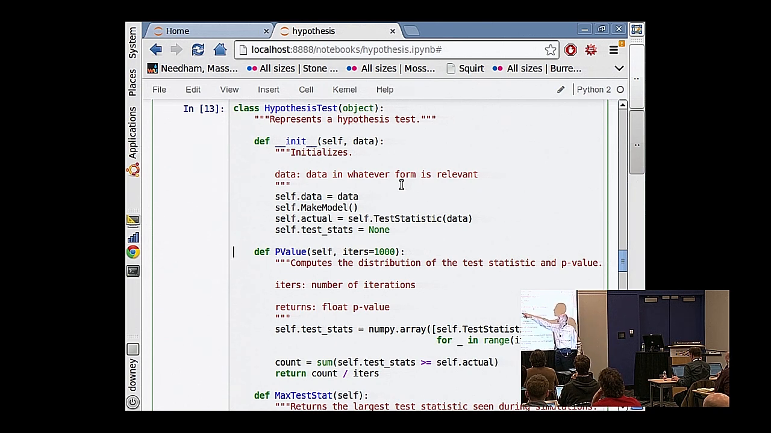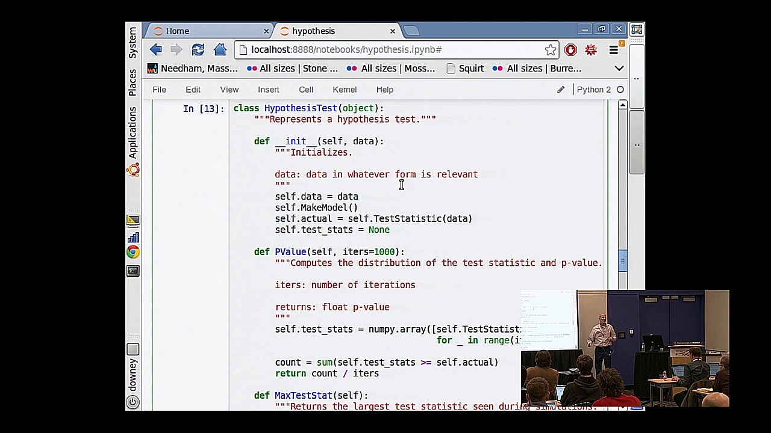The make model method is useful if you have a little bit of work that you want to do before you start running examples, simulated experiments. You can optimize things a little bit. And then what this does is it takes the actual data, computes whatever your test statistic is and tucks that away as the mark to beat that we were talking about before. And then test stats is going to be an array of simulated test statistics from running the model.